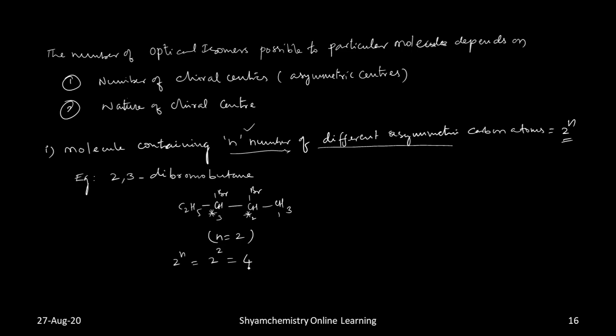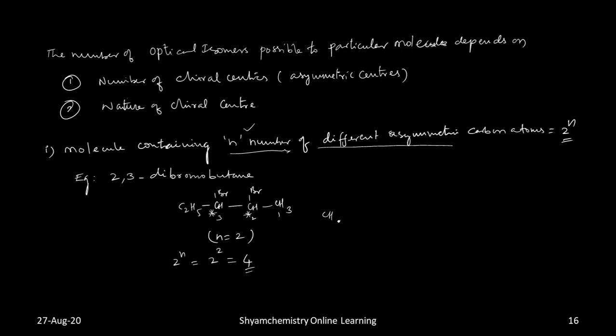Okay, 4. All these 4 are optically active. Okay, of the 4, 2 are an enantiomeric pair, and the other 2 are another enantiomeric pair. Two pairs are possible for this molecule. All are optically active.